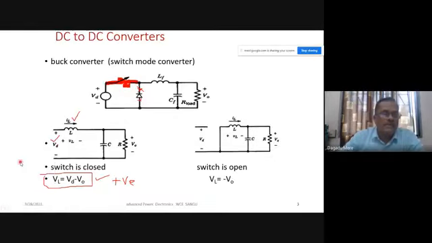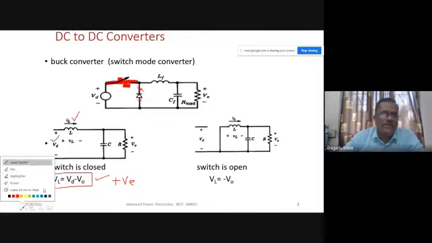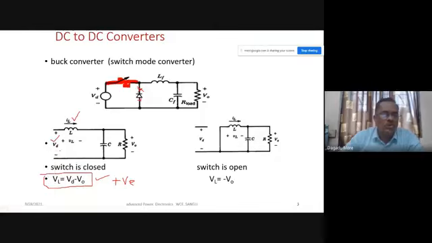Now let us consider another case, when the switch is open. We have shown the open switch here. We have seen that when the switch is closed, our current will be flowing like this, and the inductor stores the energy. When the switch is open, then what will happen? We require a path for the inductor energy.